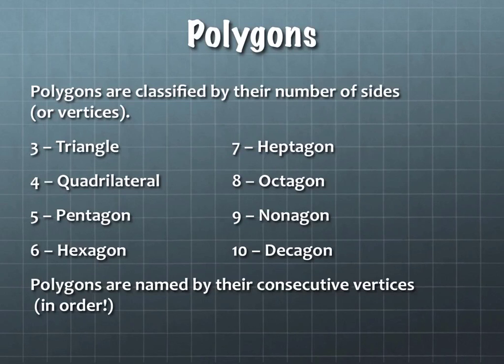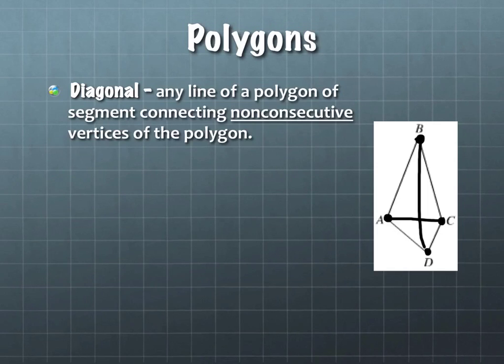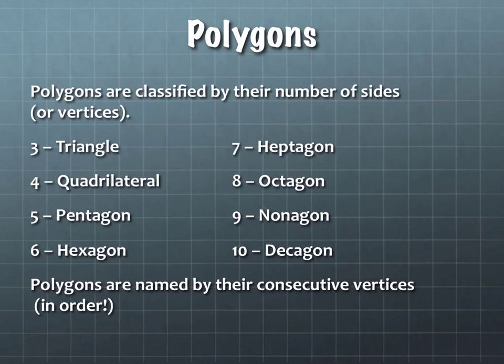And when we label polygons, oh, it's there at the bottom. They're named by their consecutive vertices in order. I guess I actually sort of put 2 words in it that seem the same thing. Consecutive and in order mean the same thing. So if you go around, you got to go around the polygon in the same order. It doesn't necessarily matter whether you go clockwise or counterclockwise.